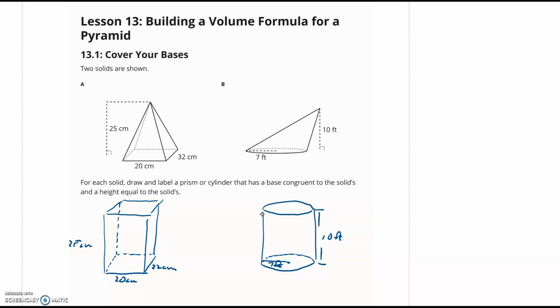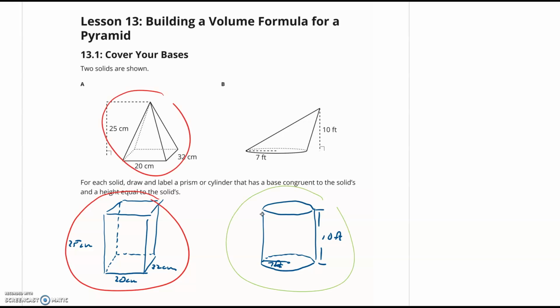Now, taking a look at these shapes, what I hope we notice is that the volume of the rectangular prism is larger than the volume of the pyramid, and the volume of this cylinder is larger than the volume of the oblique cone.